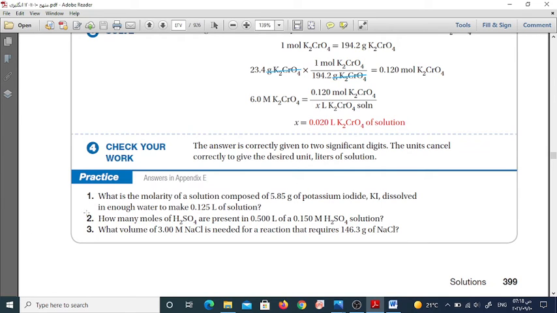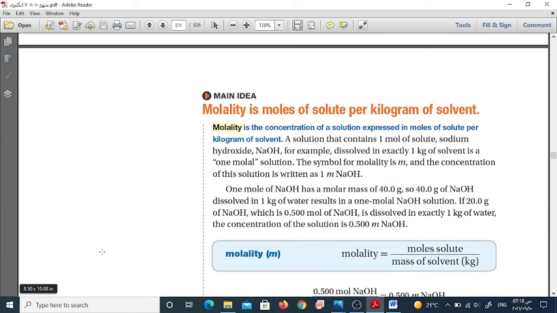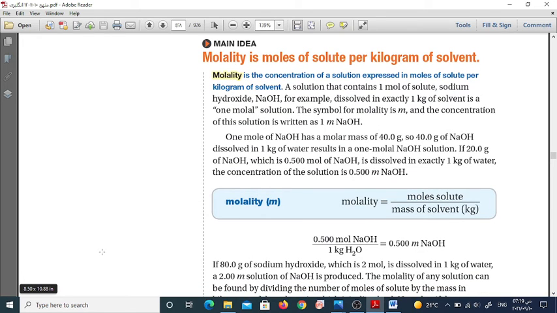Try to practice with these two examples at home as well. Okay, let's start with molality. Molality is very important because you will need it when we talk about the colligative properties of the system, depression of freezing point and elevation of boiling point. So molality is like the molarity, except we divide the number of moles of solute by the kilogram of solvent. Instead of volume, we use kilogram of solvent.